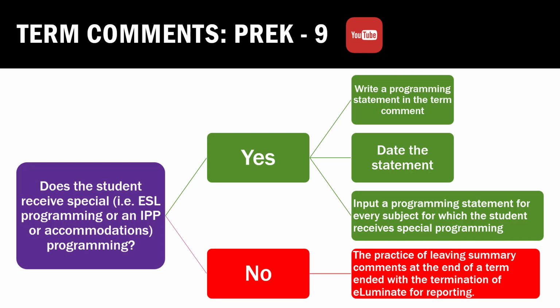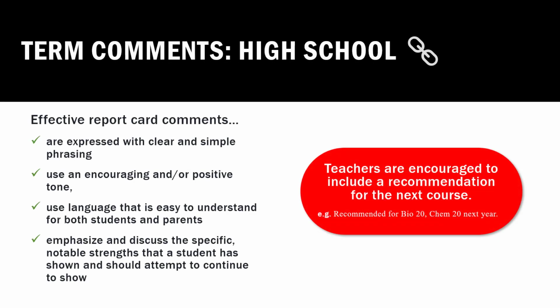The only other instance where we need to have a term comment in pre-K to 9 is if the student has switched sections somehow. So if they've switched schools, if you were in a block 1 chemistry 20 class, now you're in a block 2 chemistry 20 class or what have you, we need to put that in. For high school, again, we are encouraging teachers to include recommendations for the next course for term comments. All other comments are at the discretion of the teacher.